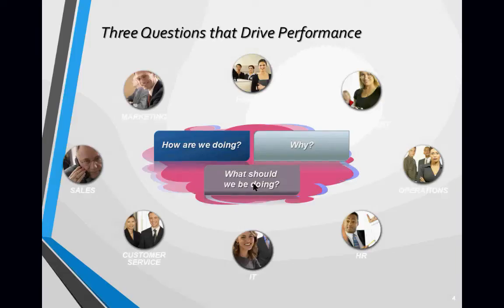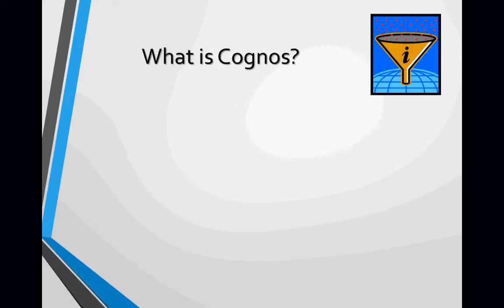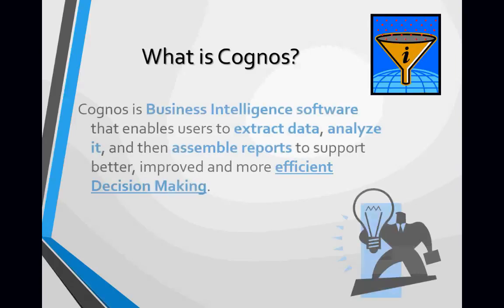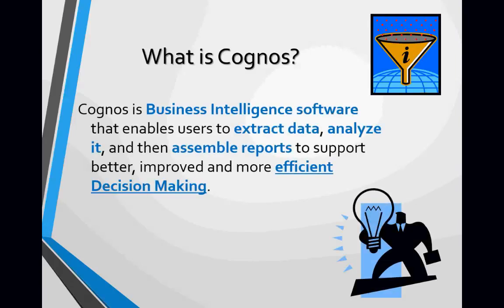So along the same line, how do they accomplish that? They use Cognos. Cognos is one of the tools which businesses use. Cognos is a business intelligence tool that enables users to extract the data and gives them analysis capabilities, so that they'll be able to look at that data and make efficient decisions.